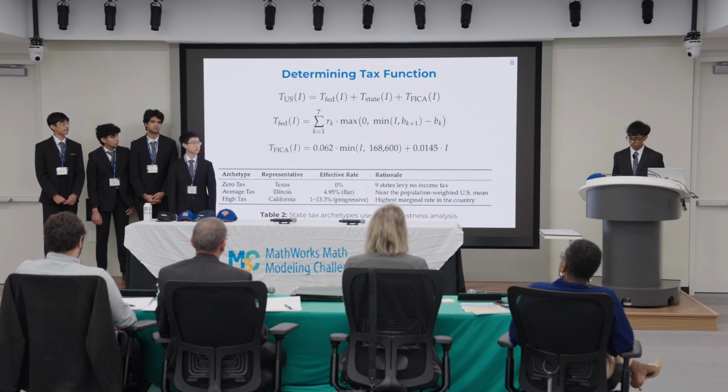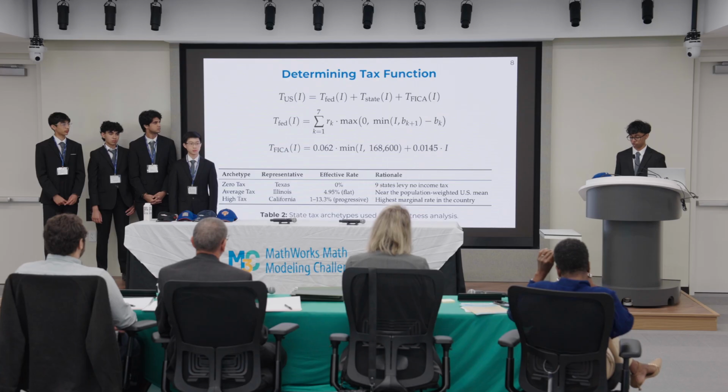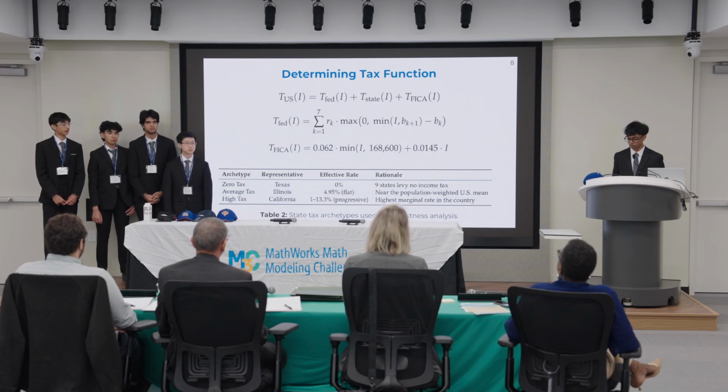For the tax function, we implement the 2024 tax bracket system. 7 progressive rates are applied marginally, including FICA contributions and national insurance. We run against 3 archetypes to test whether our conclusions depend on state tax policy: Texas at 0%, Illinois at a flat 4.95%, and California's marginal rate at 13.3%.